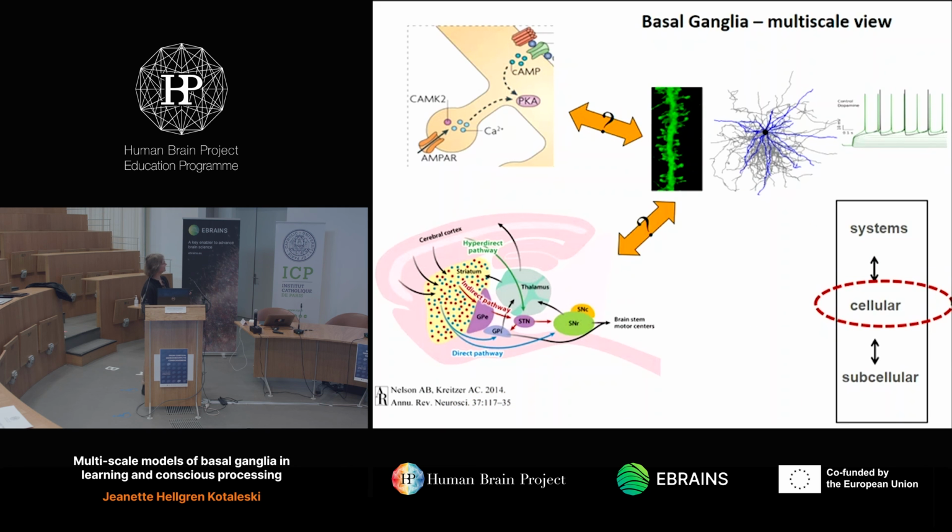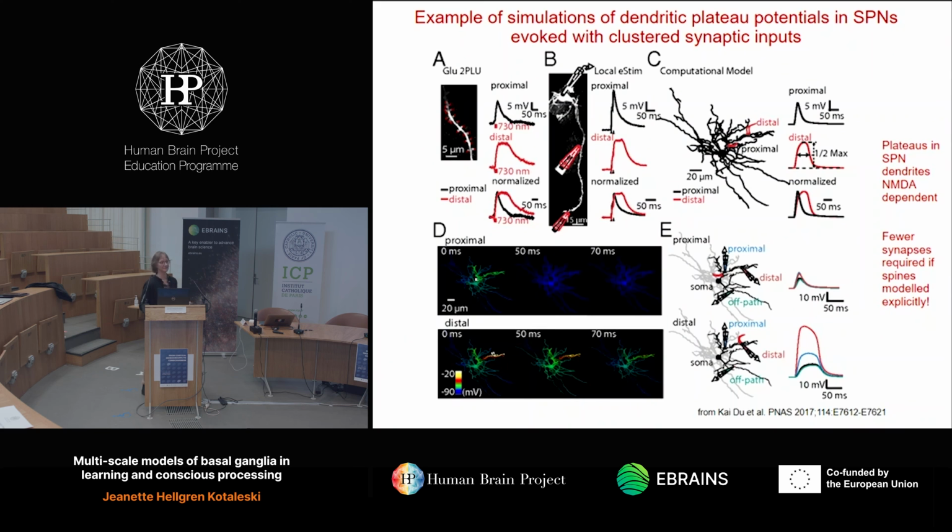Now I will switch to the cellular level. When you build these microcircuits, you also get detailed models of single cell data. Over 10 years ago, it was shown that also in the striatal principal neurons you have these plateau potentials, so we wanted to simulate that. What happens if we have clustered inputs distally or proximally? This is just an example: when you activate the cell with proximal clustered inputs, the cell depolarizes and then this depolarization dies out. But if you do it at the distal dendrites, then there is a plateau potential and this depolarization stays on for some time.